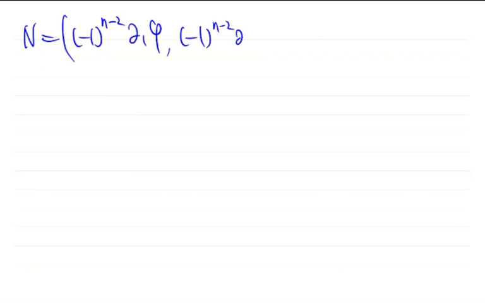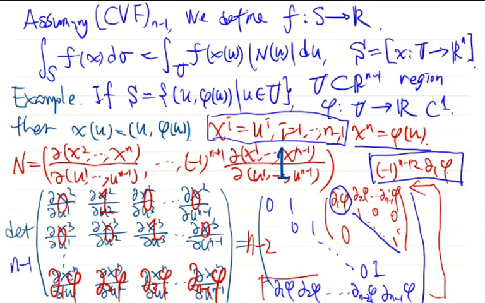So the first component of n is (-1)^(n-2) D1 phi. Similarly, you can compute the second component. It is also (-1)^(n-2) D2 phi. Finally, (-1)^(n-2) Dn minus 1 phi. The last one is here. We already know the last one. The last one is given here.